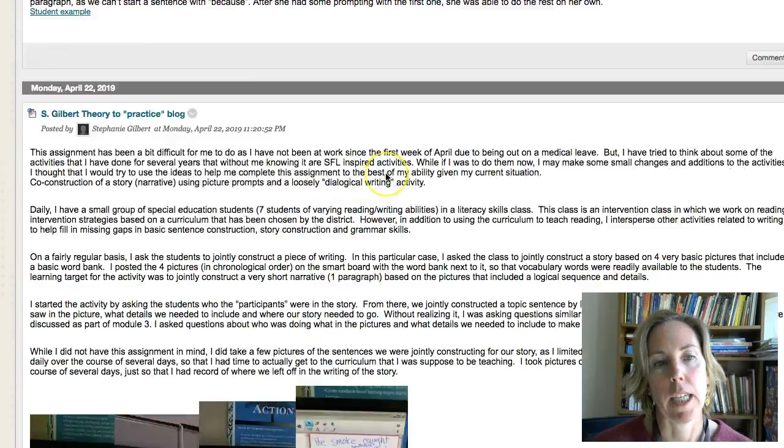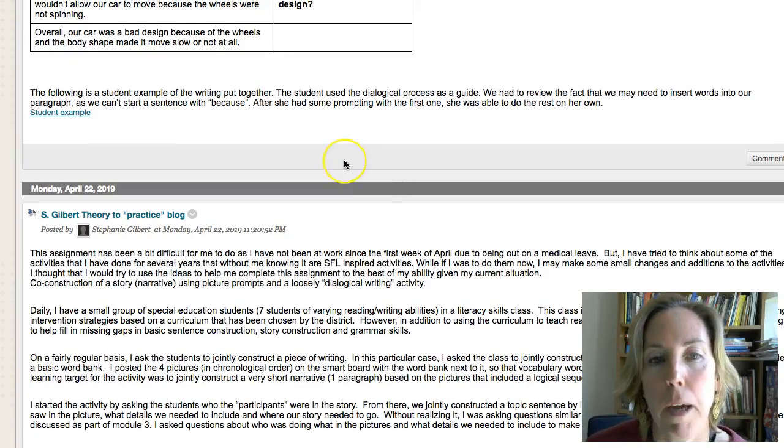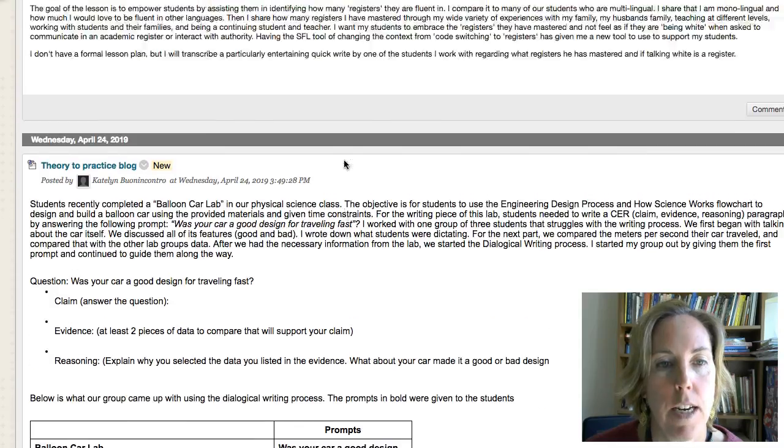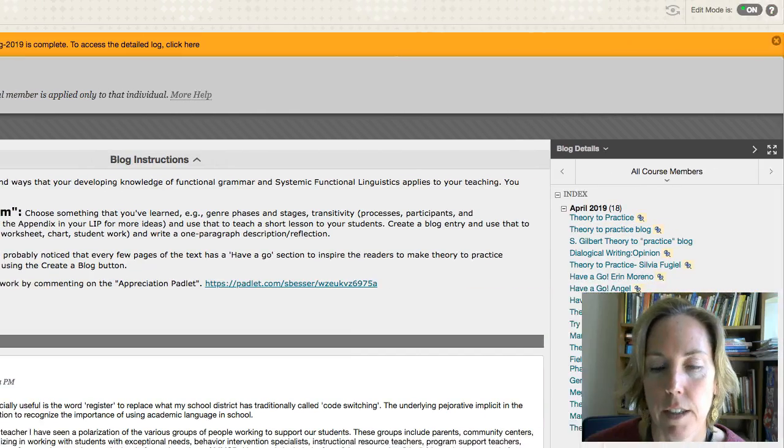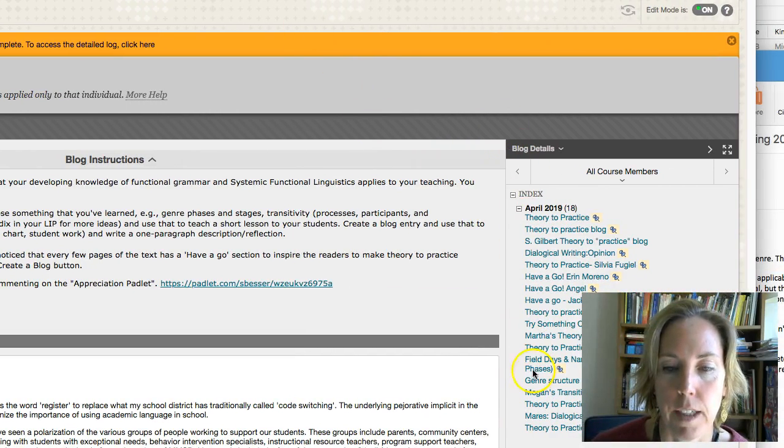Although instead of commenting here, I actually had them do it on a Padlet just for fun, and to get to that, that would be here. So you can kind of see how they're responding to each other there. Here's the list of all of the different things they're doing.